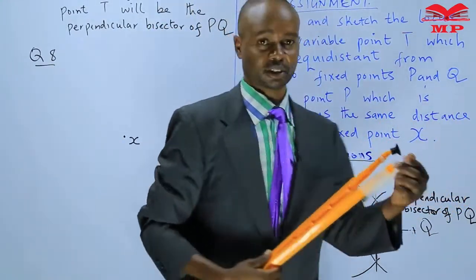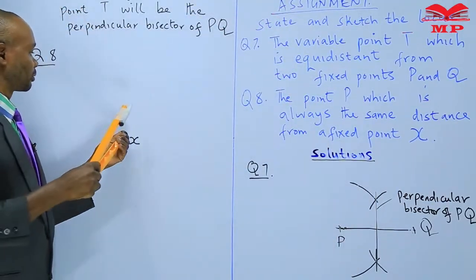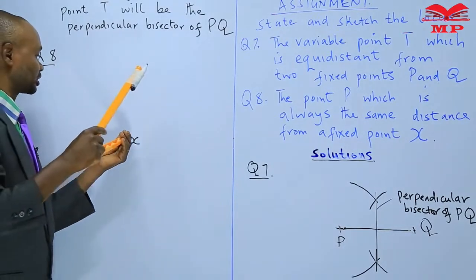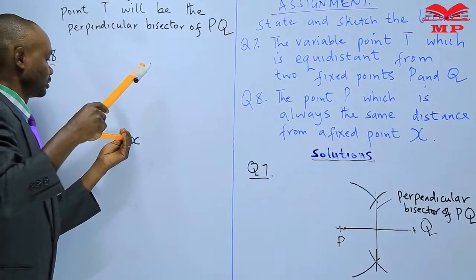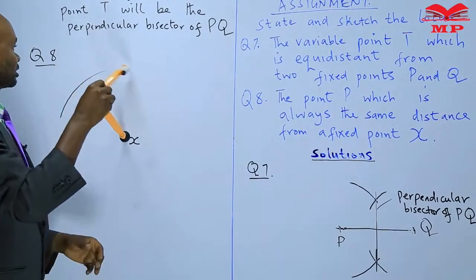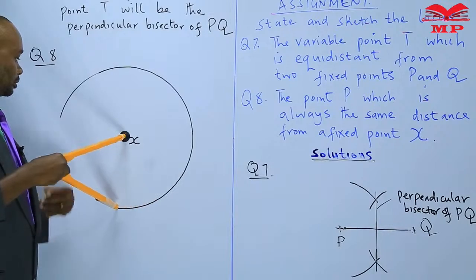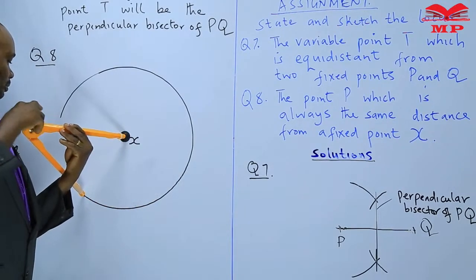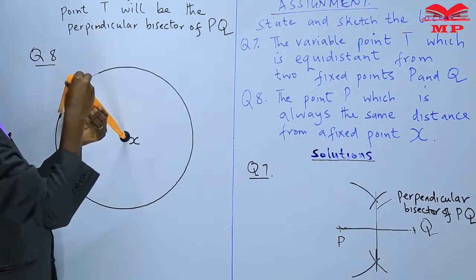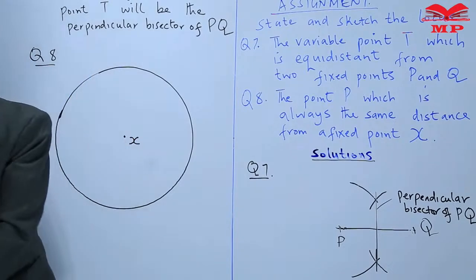So I'll take my pair of compasses, this one. I'll come with X as my center and with an equal distance, I'll draw, you know it's equidistant, so I'll draw that. So that is from point X.